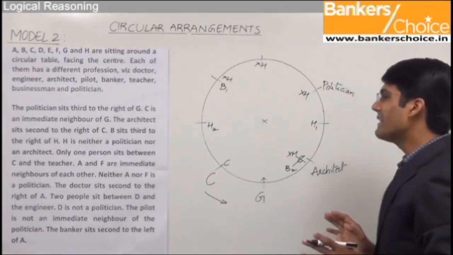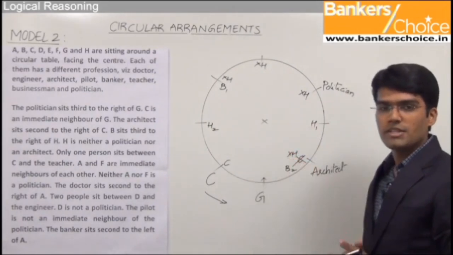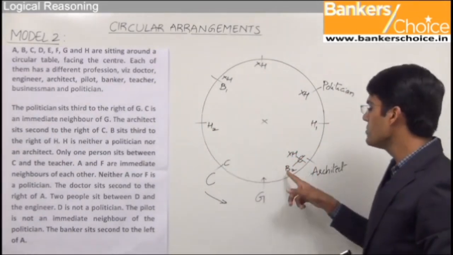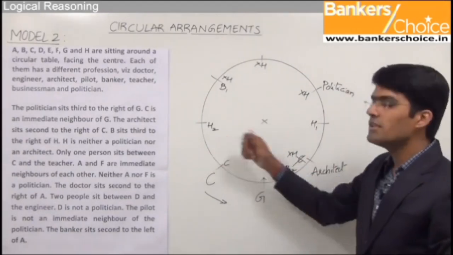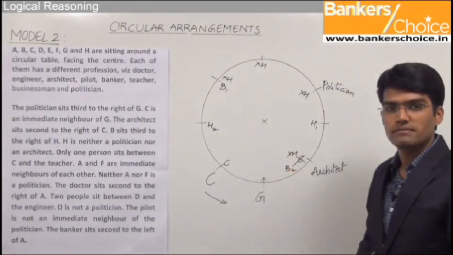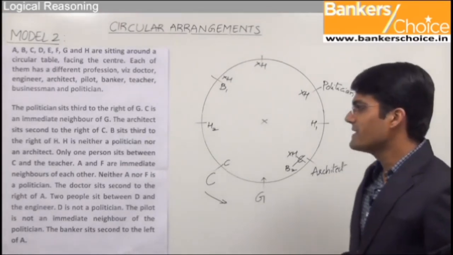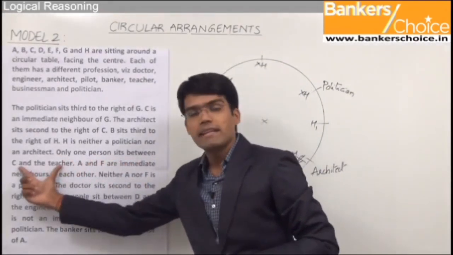So far very clearly we can say that H1 and B1 is one possibility for H and B together, and H2 and B2 is the other possibility for H and B together. So either H will be coming in these two places, and accordingly B will be coming in these two places. Let us now take the next statement, which says only one person sits between C and the teacher.